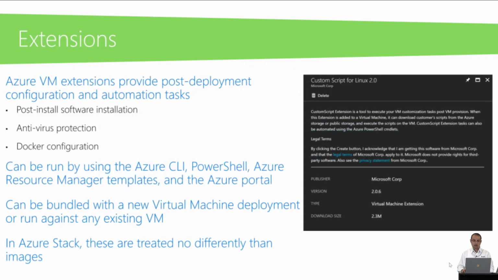Also, the Azure VM extension, which is also available in Azure public, can help you with post-deployment after you provision a VM. For example, you may want to automate software installation, such as Docker, antivirus, or custom scripts for Linux as well. Those can be run using various Azure tools such as Azure CLI, PowerShell, Azure Resource Manager templates, and the Azure Portal. Those can be bundled when you provision a new virtual machine or run against an existing VM as well. So VM extensions are actually not treated the same as normal VM images in the Azure Stack Marketplace.